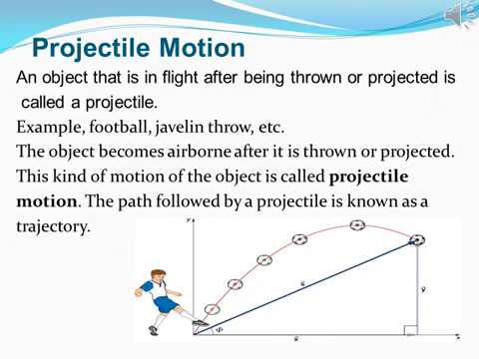From this, you should understand that any object that is in flight after being thrown or projected is called a projectile. Examples are a football kicked up, a javelin thrown, etc. The object becomes airborne after it is thrown or projected. This kind of motion of the object is called projectile motion. The path followed by a projectile is known as a trajectory.